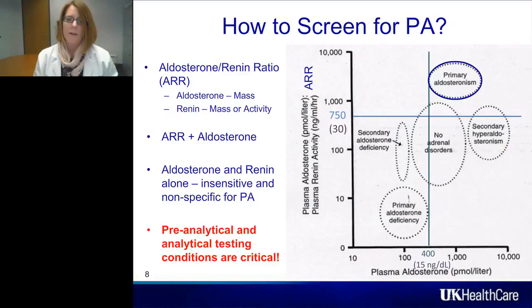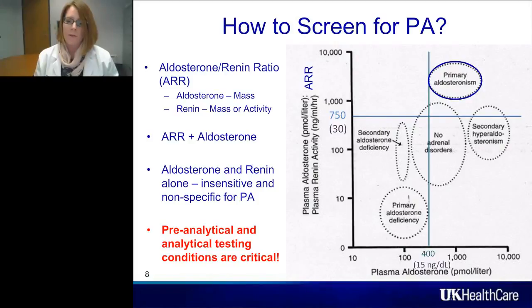And while it's very difficult to give hard and fast cutoffs for what indicates primary aldosteronism with these screening tests, because of the different analytical factors, the different types of assays, and also the numerous interfering pre-analytical factors. The most commonly cited cutoff for the aldosterone to renin ratio is typically 30, whereas for plasma aldosterone concentration itself, they typically cite greater than 750 picomoles per liter, or 27 nanograms per deciliter in conventional units, as indicating primary aldosteronism.